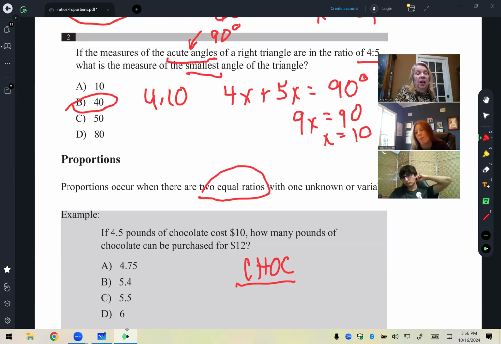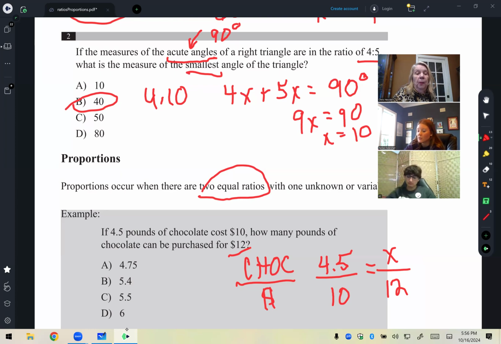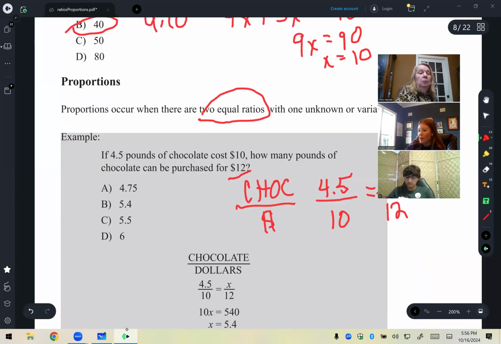It's just 2 seconds. Chocolate to dollars. So 4.5 pounds of chocolate costs $10. We don't even think. We know we have $12. So because they're going to try to mess you up with this part, put the wrong thing in the numerator and the denominator. Then you just cross multiply as we did below, and you're going to get 5.4.